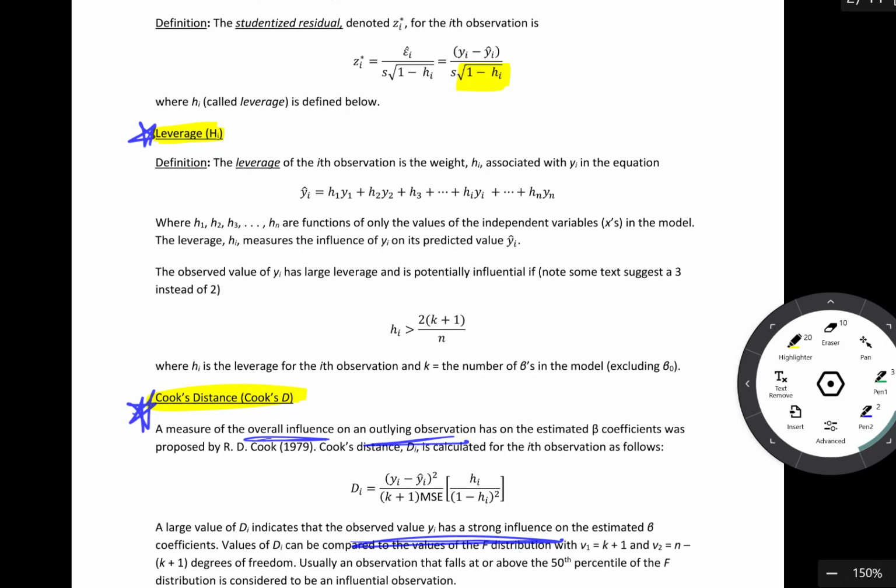Alright, so what I'd like you to do now is pause the video. I'd like you to take a moment, read through these different values, get a feel for what we're going to compare them to and how they're used, and then we're going to look at an application of these to a data set when you come back.